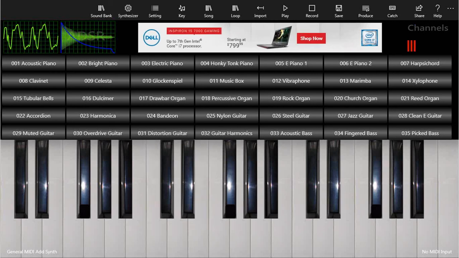1, 4, 5 are major, 2, 3, and 6 are minor, and then 7 is diminished, all right? So that's the pattern within music.